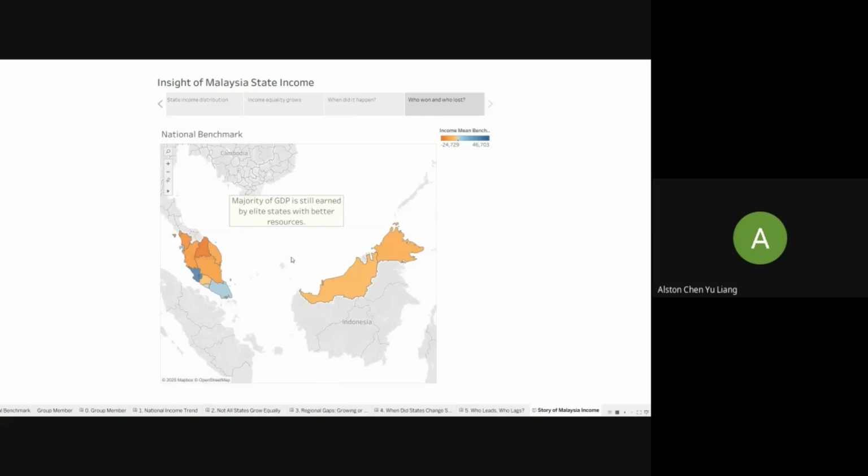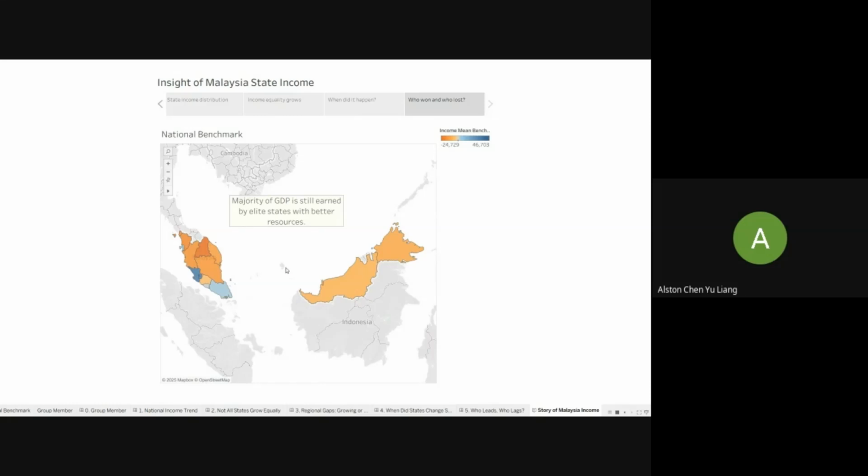Next, we move on to the national benchmark, which compares the states' mean income to the national mean. As you can see, the Wilayah states and also Penang, Johor, and Malacca have exceeded the national mean in terms of their average. This means that the blue states you see are the ones that control most of the GDP. As for the yellow states, due to their lack of resources, they might not be able to produce more GDP for the country, and hence their income level is lower.